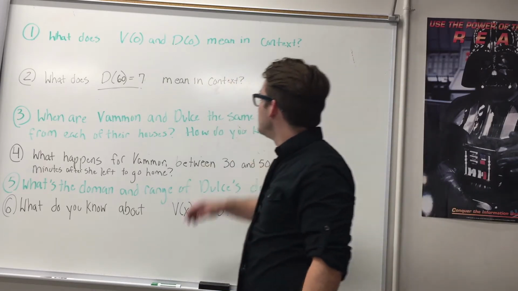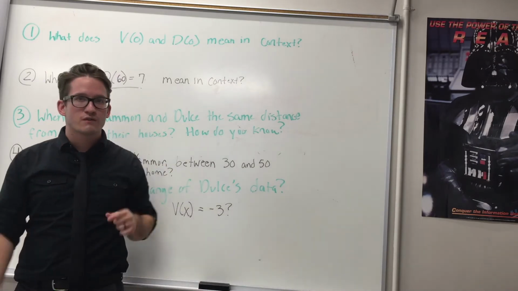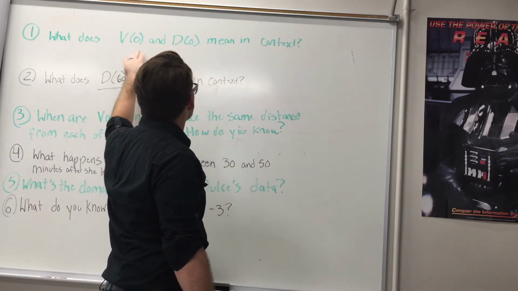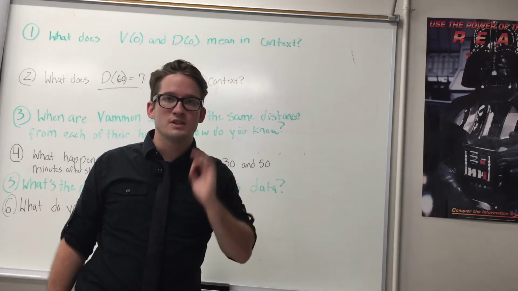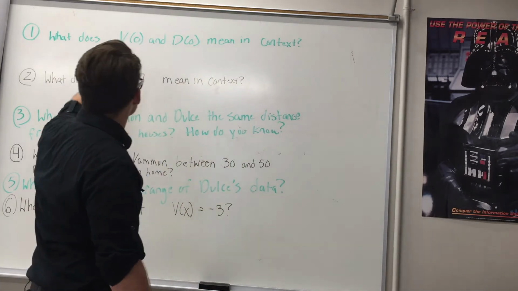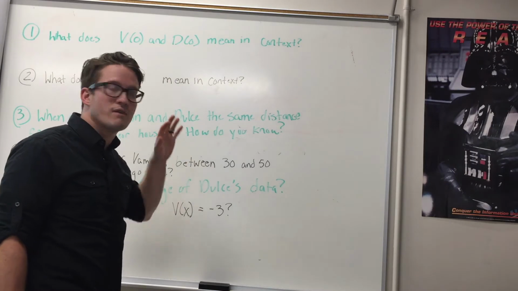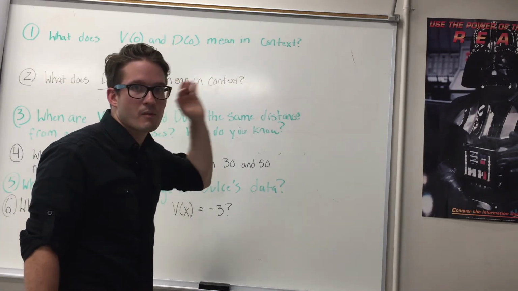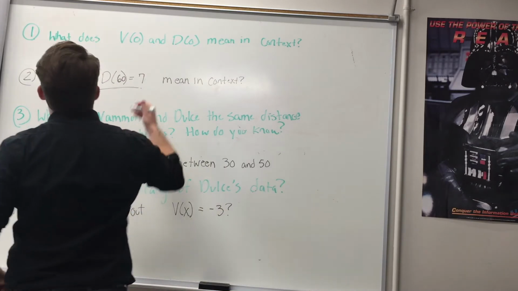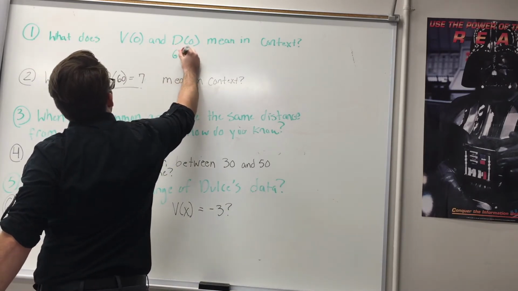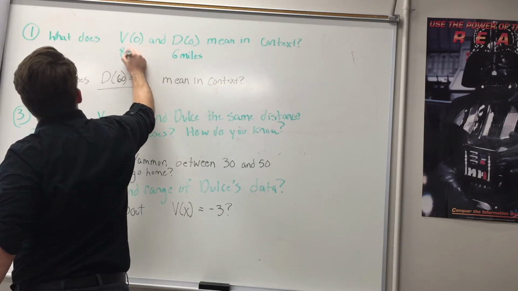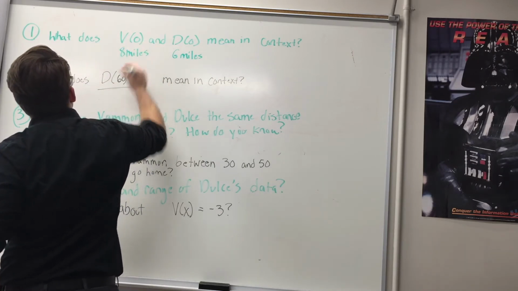So V of 0, D of 0. What that's referring to is, at time 0, the distance that Vaman is from her house when she starts, and Dulce is from her house when she starts. So Dulce is 6 miles from her house when she starts to head home, and Vaman is 8 miles when she starts to head home.